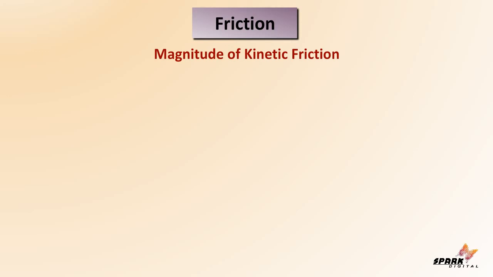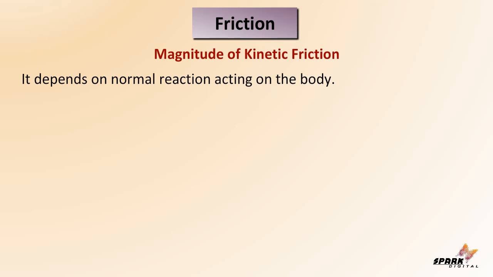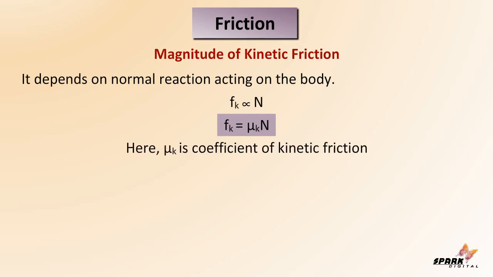Magnitude of kinetic friction. The magnitude of kinetic friction depends on the normal reaction acting on the body. It means that Fk is directly proportional to N. So, Fk is equal to μk into N. Here, μk is the coefficient of kinetic friction.